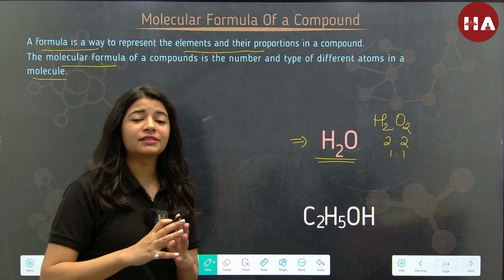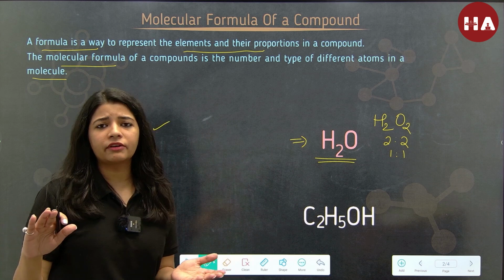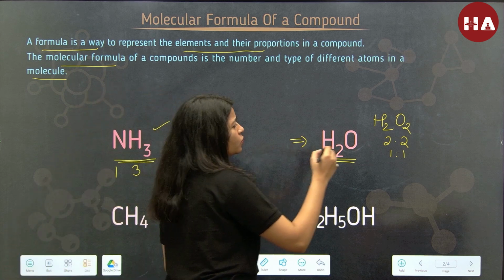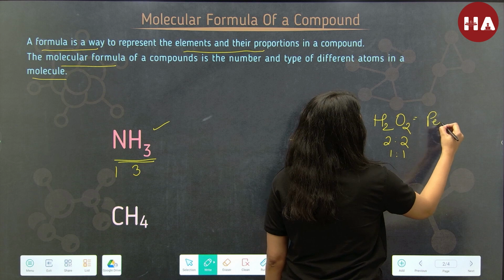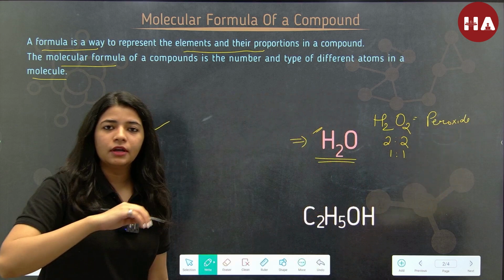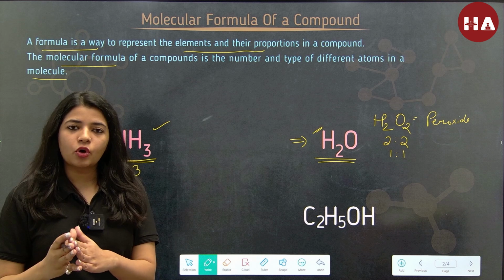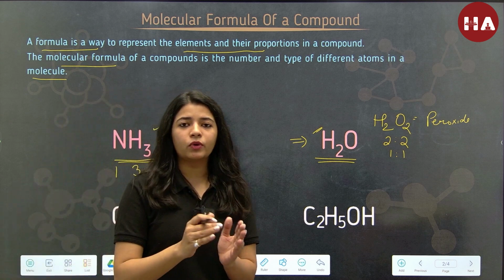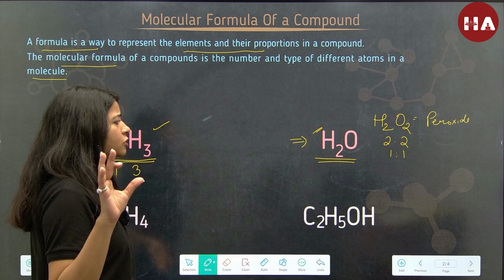In this case, you can say that H2O2 is a totally different compound with different properties. H2O2 is nothing but hydrogen peroxide. It is totally different from water, right? So if I change the ratio of atoms in a compound, then the whole identity of that compound also changes.